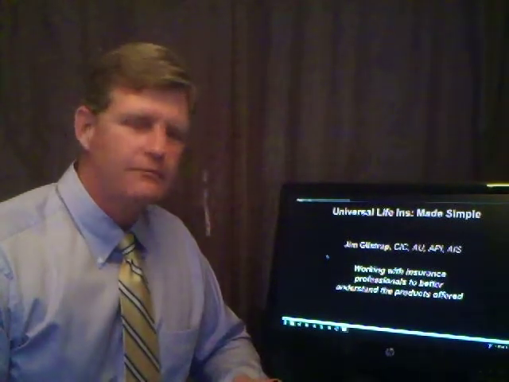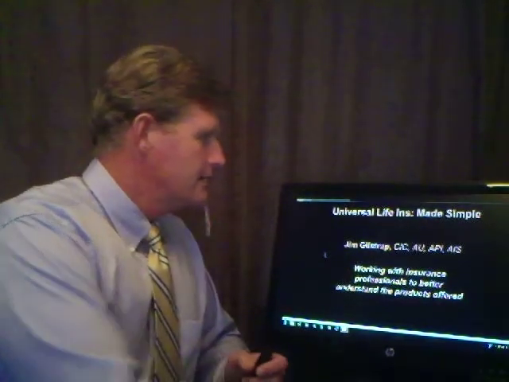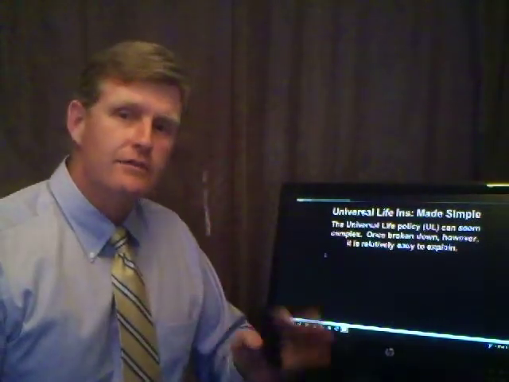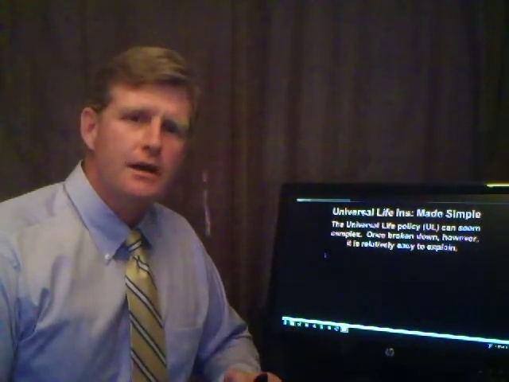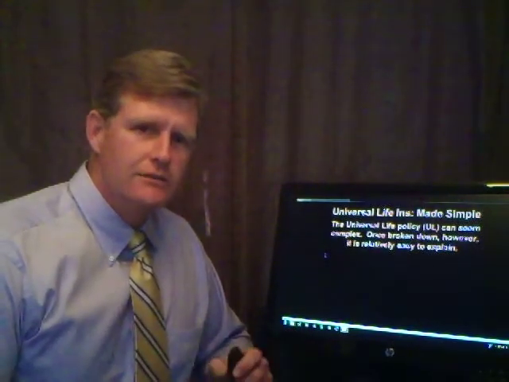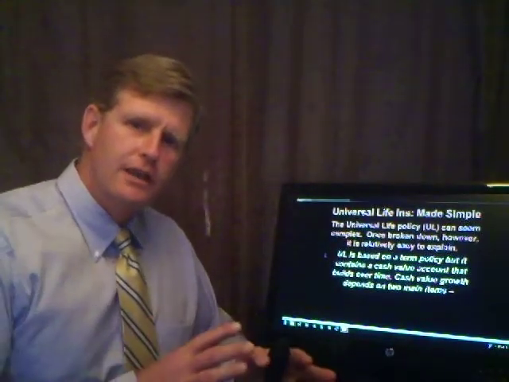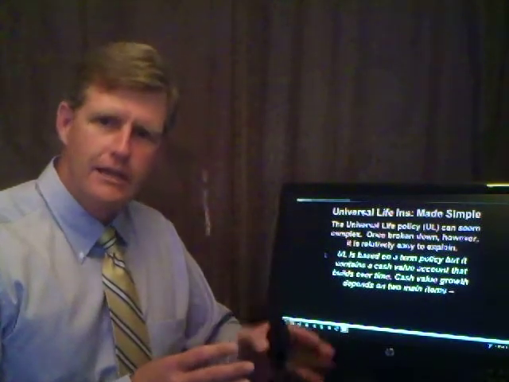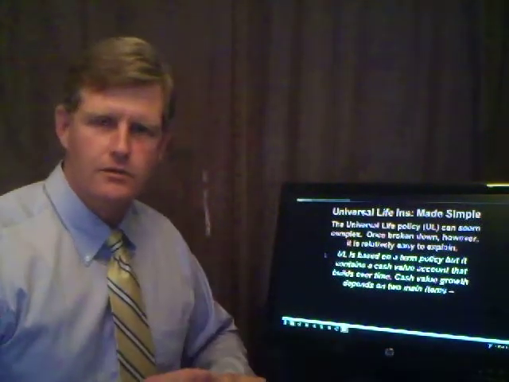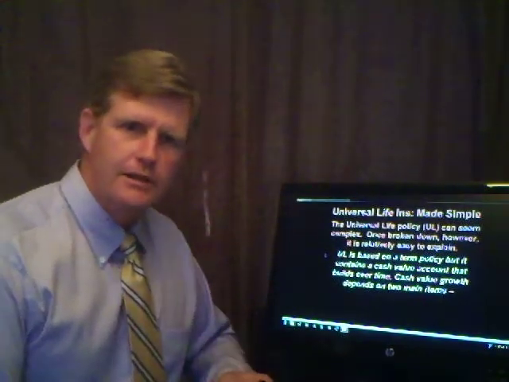Now, the universal life policy can seem like a complex policy because it does have cash value built into the account. The way the policy is structured is it's essentially a term policy that has a cash value account, and the purpose of the cash value account is to sustain the coverage later in a policyholder's life. I'll show you some slides in a few moments that will help illustrate that point.